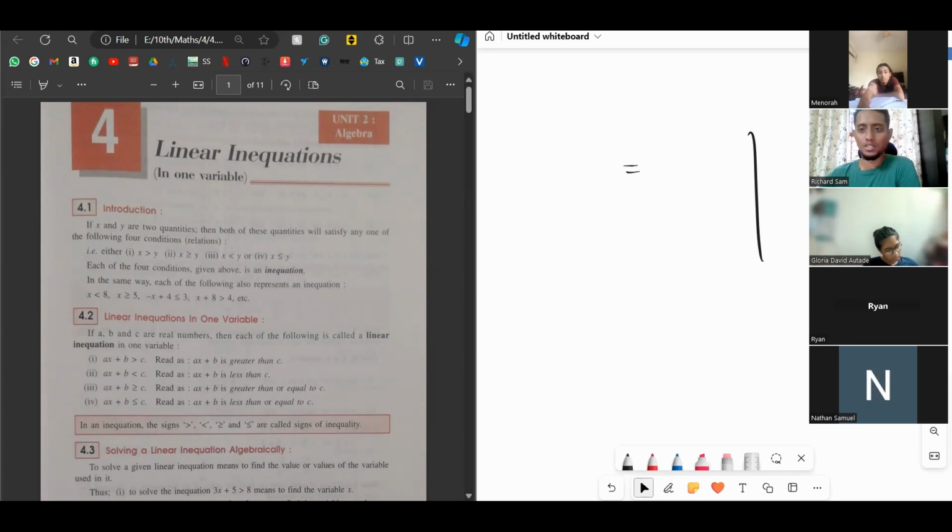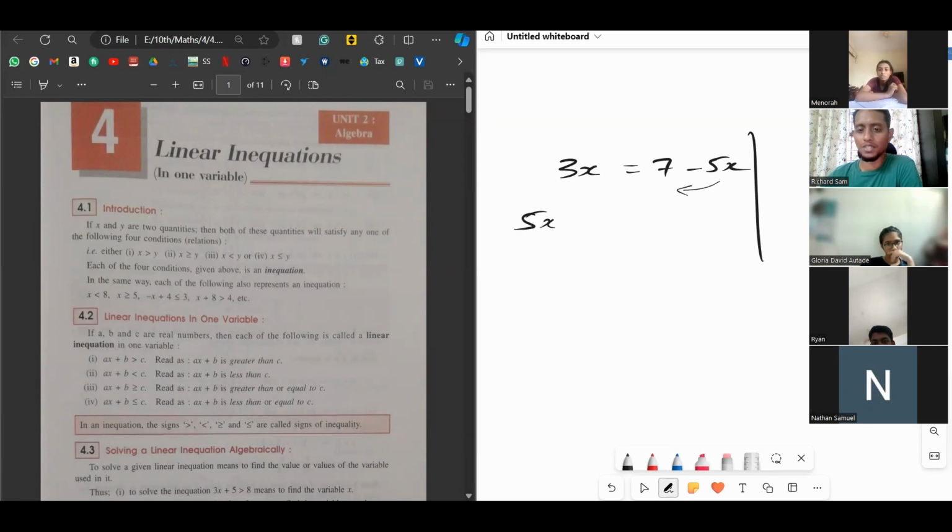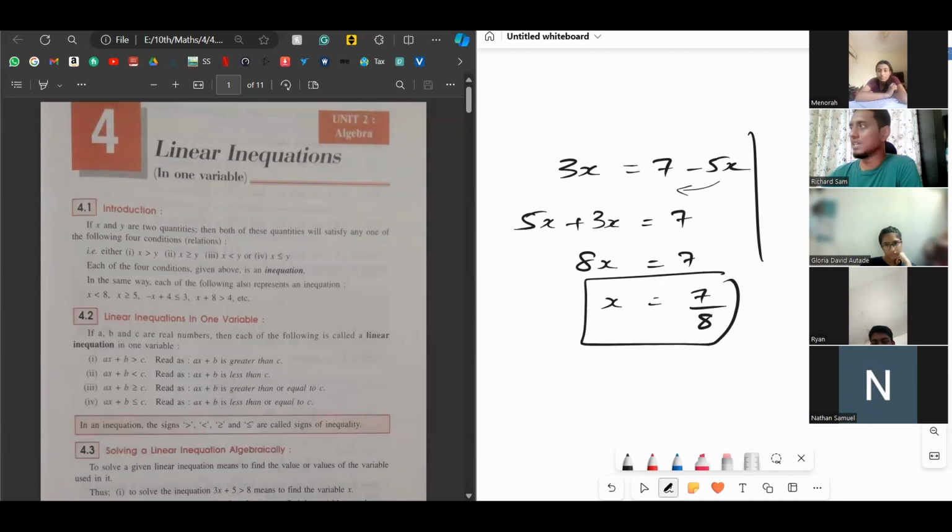In linear equations, if I give you 3x is equal to 7 minus 5x. Okay, how do we solve this? How do we solve this linear equation? A simple linear equation. Okay, you'll take all x terms to one side, numbers to one side. So if you move the minus 5x to the left, it will become plus 5x. So plus 5x, and then you have your plus 3x is equal to 7. Then that will be 8x is equal to 7. Then x is equal to 7 upon 8. This is how you will solve this linear equation.